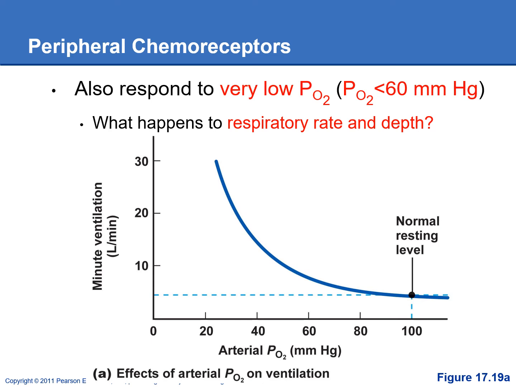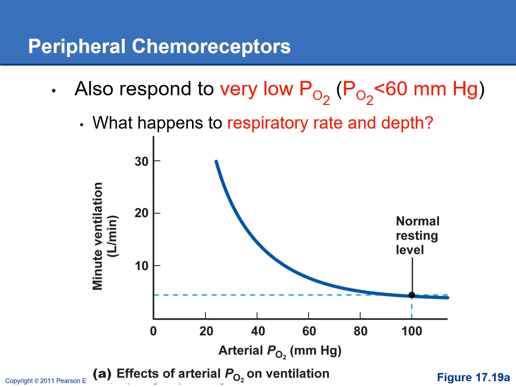The peripheral chemoreceptors, besides responding to partial pressure of carbon dioxide in the blood and the blood pH, will also respond to very low levels of partial pressure of oxygen in the blood. In the systemic circuit, the partial pressure of oxygen in the arteries is normally at 100 millimeters of mercury. But you can see that as the oxygen levels get lower and lower, the minute ventilation increases. And remember, the minute ventilation is how much air is moving in and out of the alveoli per minute. And that's calculated by multiplying the respiratory rate times the tidal volume.